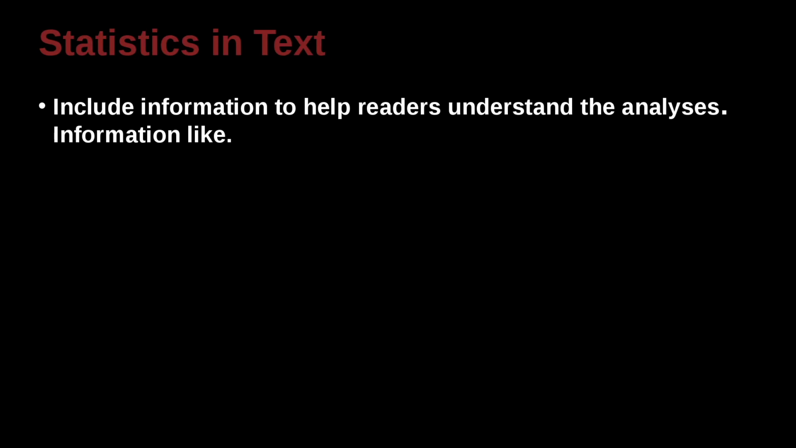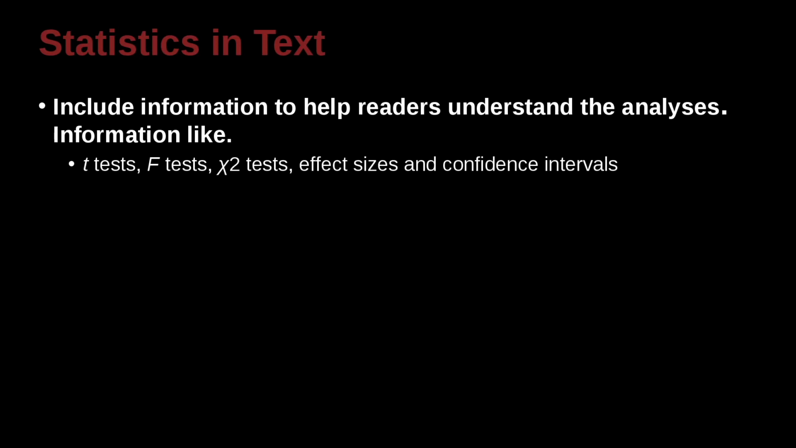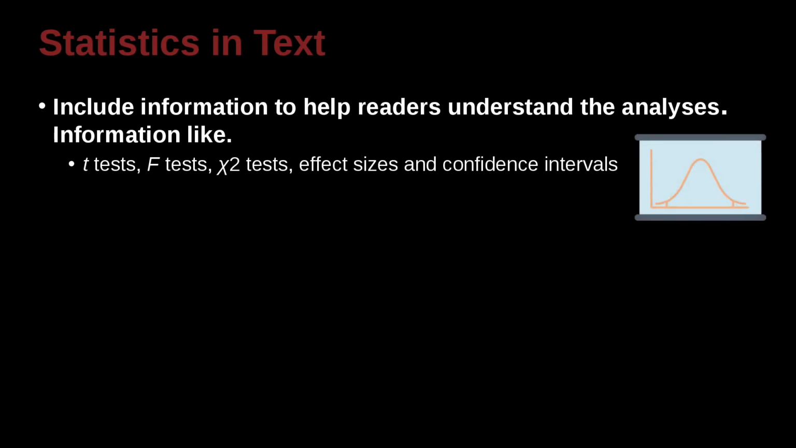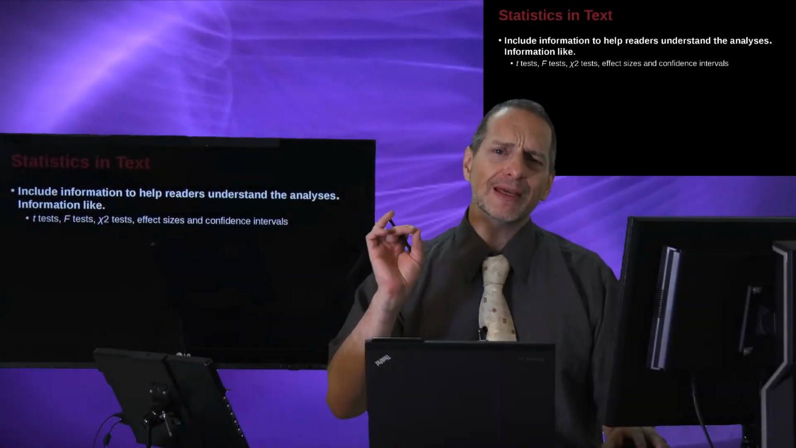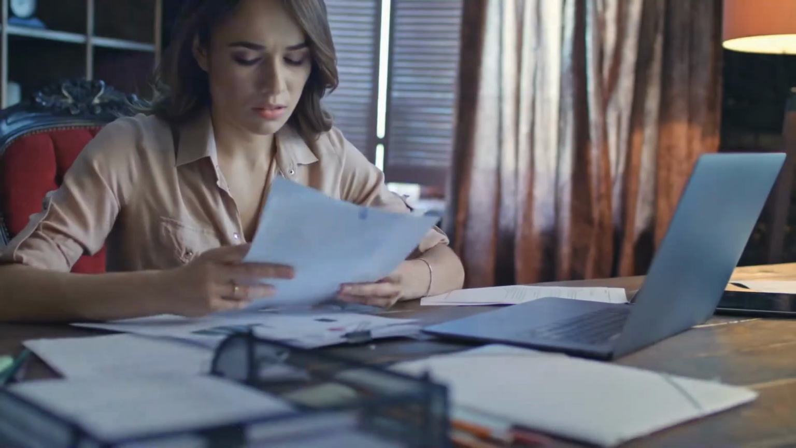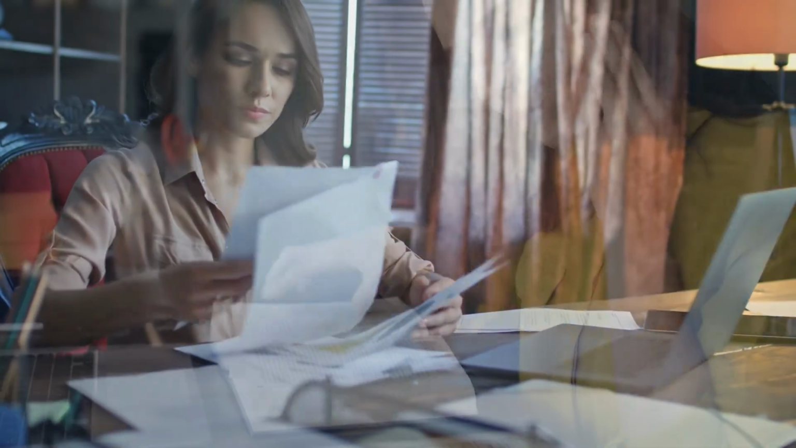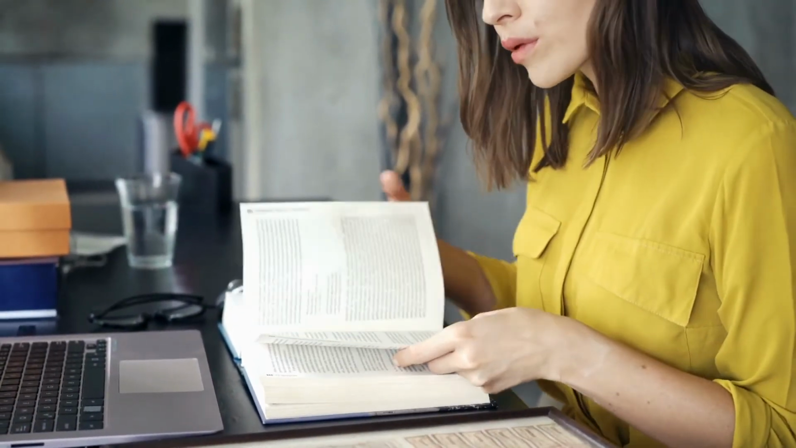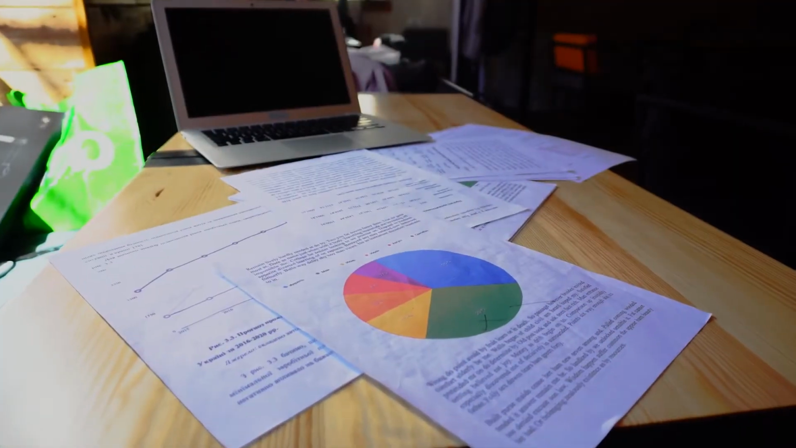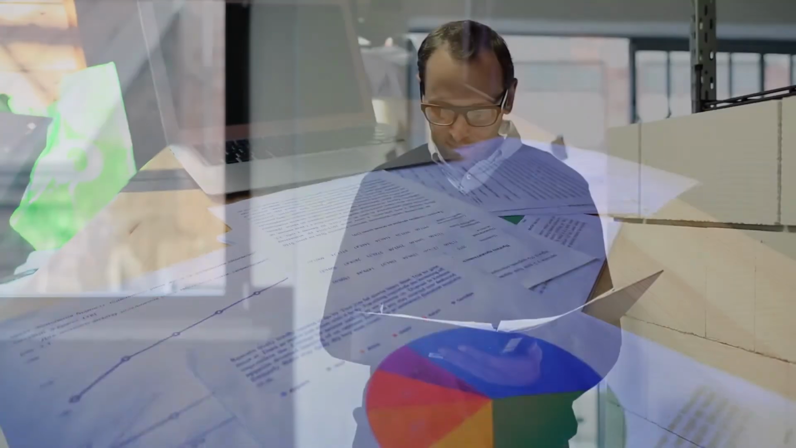Statistics inside your text. Include information to help readers understand the analysis, and that would include information like t-test, f-test, chi-squared test, effect sizes, and confidence intervals. Here the main point is, if I read your manuscript, your paper, your thesis, can I really understand how you took the data and came to this answer? How did you get this number? How did you arrive at this number?